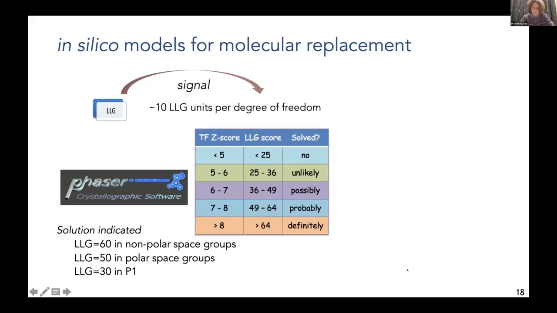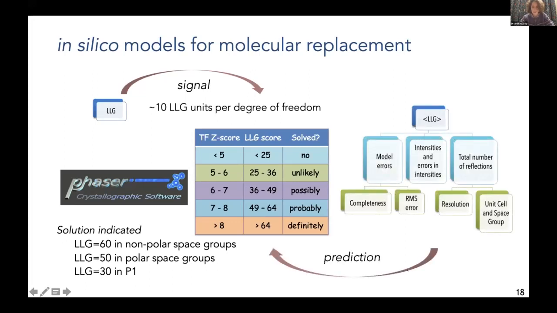That's related to the TFZ score. If you're a user of Phaser, you will know about the TFZ score. If you're not a user of Phaser, don't worry about it. Just concentrate on the LLG score, which gives you all the information that we need for this talk. So the LLG is just the scoring function for molecular replacement, but it's based on this maximum likelihood understanding of molecular replacement and SAD phasing as well in Phaser.